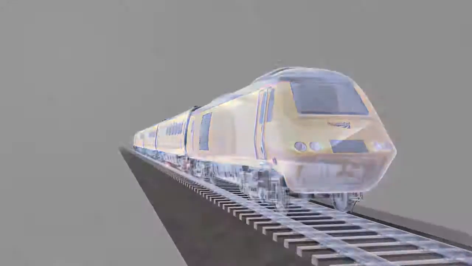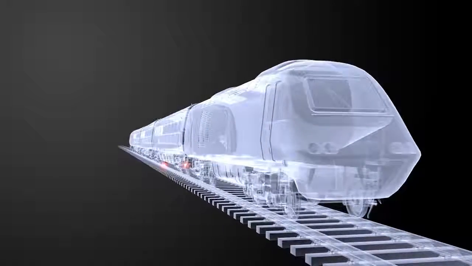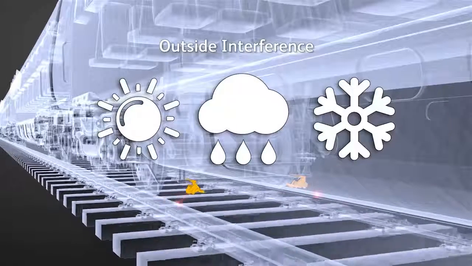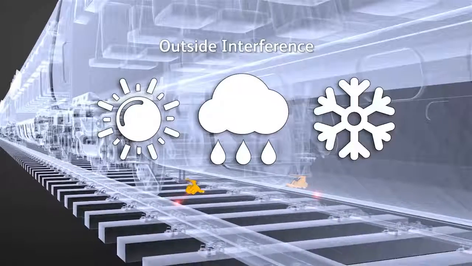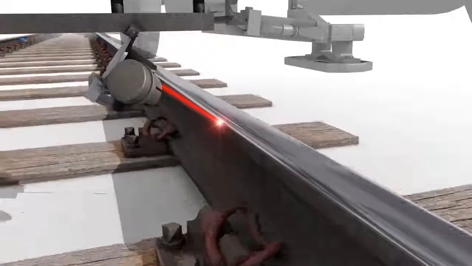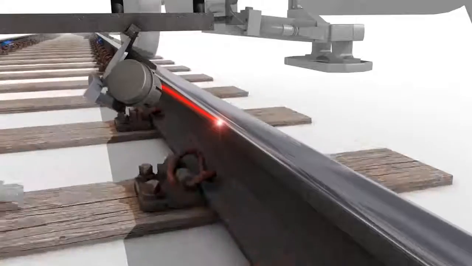The TRV uses a laser optical system and cameras to measure gauge and alignment. This equipment is susceptible to outside interference, ranging from sunlight to severe rain and snow. As this is a non-contact measuring system, occasionally the equipment can be confused by gaps in the rail.